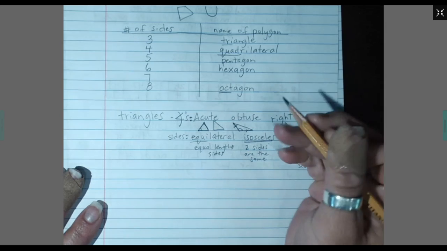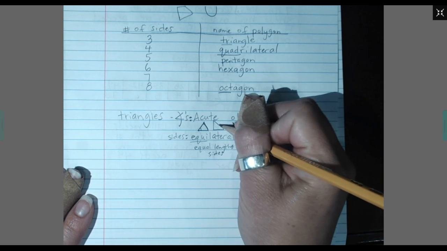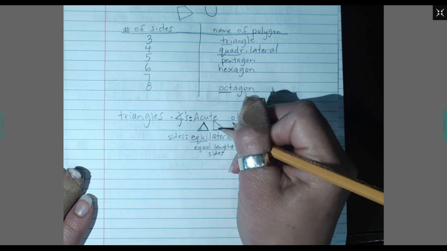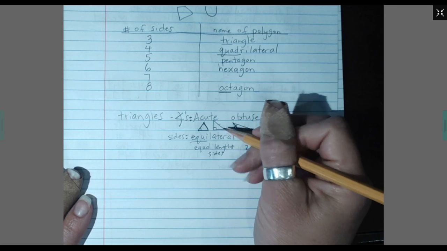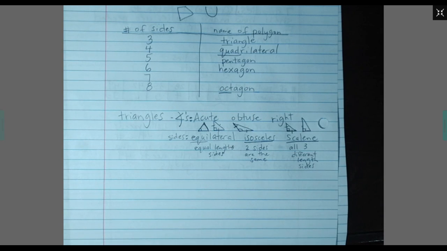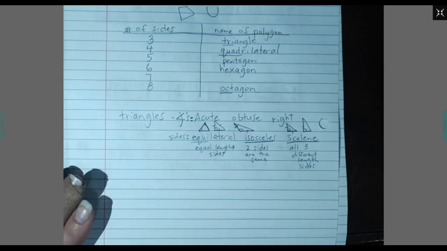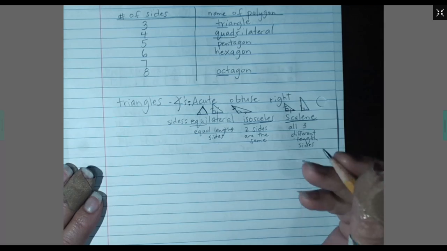I don't know if we can. I'm not sure. I think this is always going to be a different length than these. That's the hypotenuse of the triangle. So I don't believe it's possible to have an acute equilateral, a right equilateral.